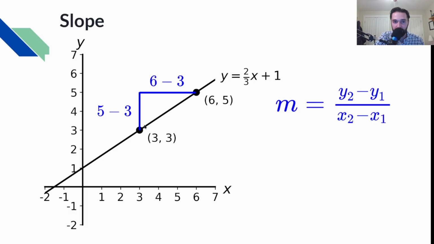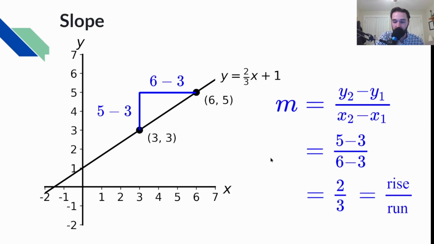The slope measures the rise over the run. So I'm going up by 2 and to the right by 3. The slope is the change in y over the change in x. So the difference of the y values, we get 5 minus 3 over the difference of the x values, which is 6 minus 3. That gives us 2/3, which we refer to as the rise over the run. We rise by 2, we go over by 3. Up is positive and to the right is positive.